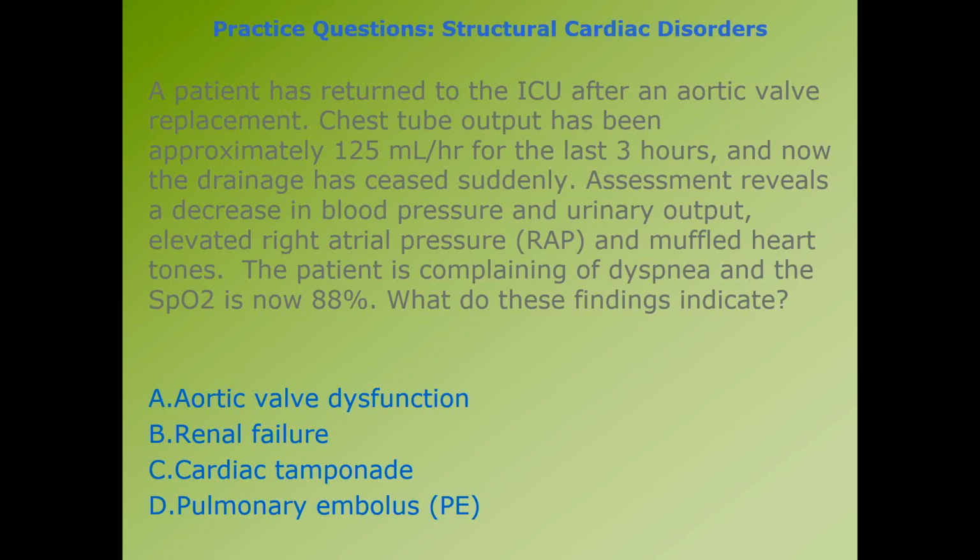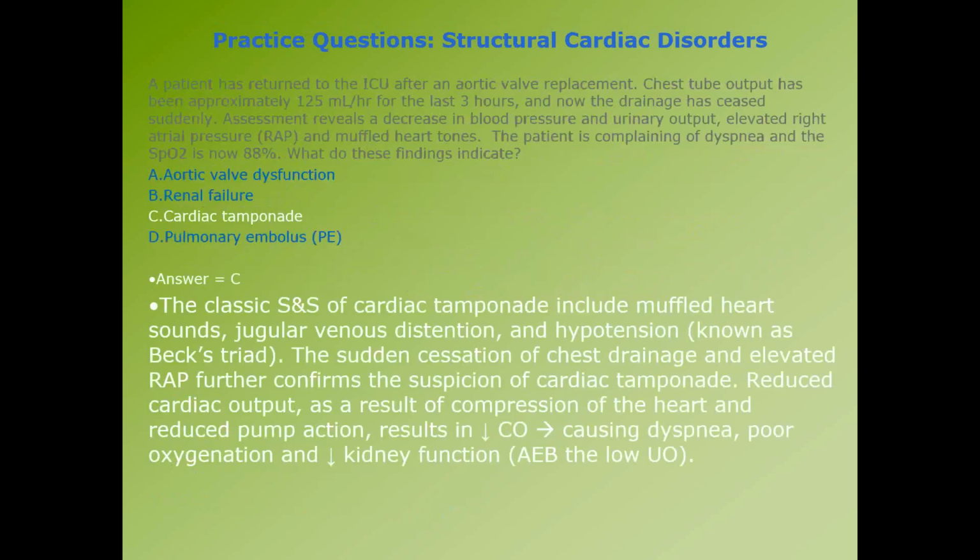A patient has returned to the ICU after an aortic valve replacement. Chest tube output has been approximately 125 mils for the last 3 hours, and now the drainage has ceased altogether. Assessment reveals a decrease in blood pressure, urinary output, elevated right atrial pressure, and muffled heart tones. The patient's complaining of dyspnea, and the SpO2, the oxygen saturation, is 88%. So what do these findings indicate? Well, these findings indicate cardiac tamponade. They are the classic signs and symptoms of cardiac tamponade.